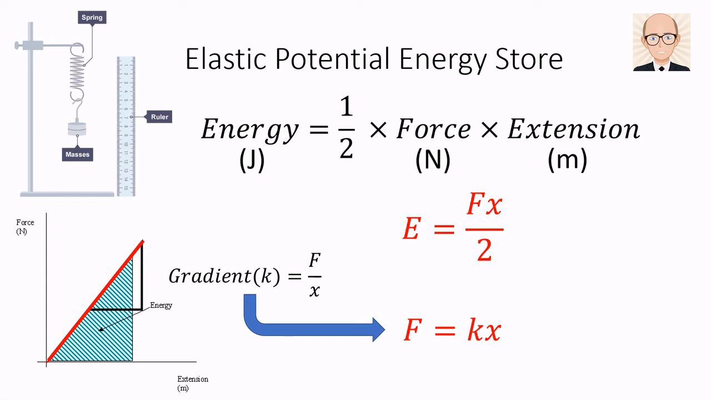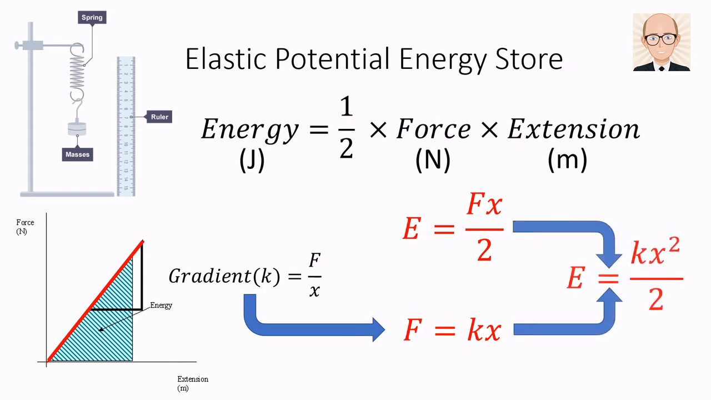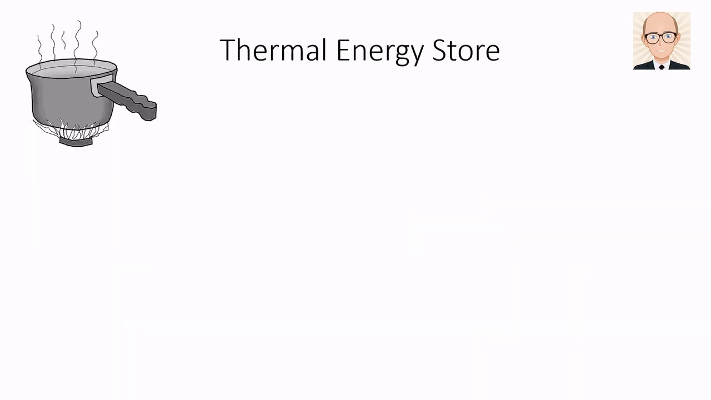Rearranging this equation to make force the subject gives us F equals kx. By replacing the force in the first equation by kx from the second equation, we get a third equation of E equals kx squared over 2. So now we have 3 equations linking spring constant, force or energy. We just have to choose which one allows us to answer the question.